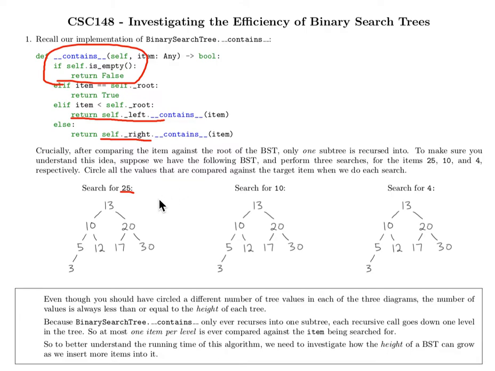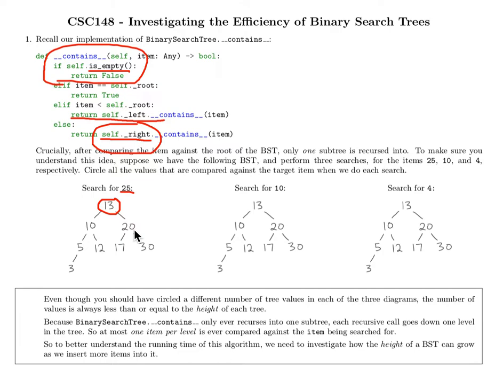The first thing that's going to happen is we're going to visit the root. We look at the root, and the first thing we see is, well, this is not an empty subtree. So what we can say is we do have to compare the item against self.root. So we'll circle 13 because we're going to compare 13 against 25. We find that 13 is not equal to 25. And in fact, the item is greater than self.root. So we're going to look in the right subtree.